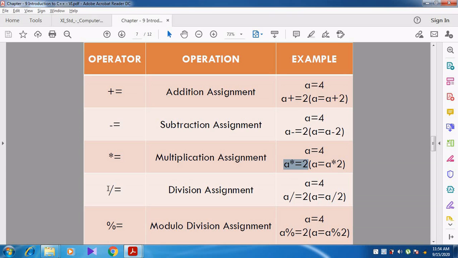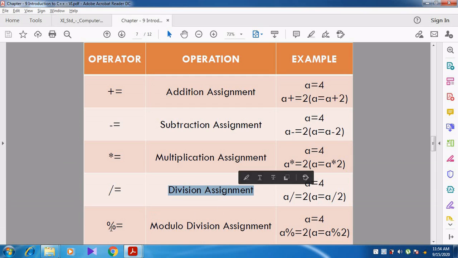Like that, see here, slash equal to. Slash equal to means division assignment operator. So A equal to 4, then A slash equal to 2. What is meant by A slash equal to 2? A equal to A slash 2.